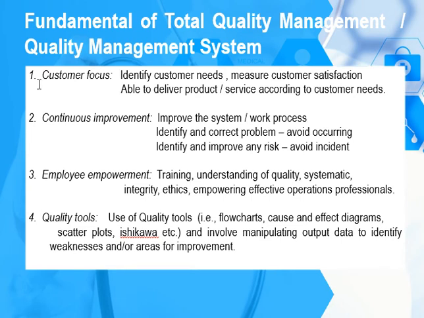Okay, and second, it is continuous improvement. It should improve the system or work process from time to time, which is the QMS should be able to identify and correct problem and avoid it from occurring again, and identify and improve any risk that could happen, so it should avoid the incident from happening.